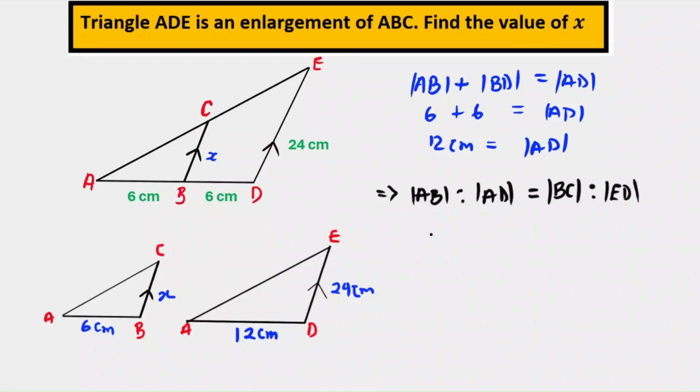The next thing is to do substitutions. AB is 6 centimeters to AD, which is 12 centimeters, and that is equal to BC, which is what we are looking for, and that is x, to ED, which is 24 centimeters.